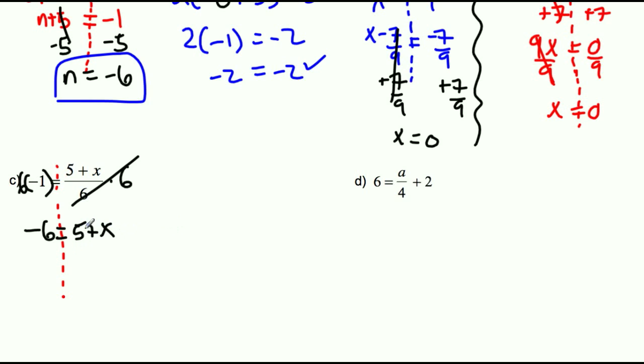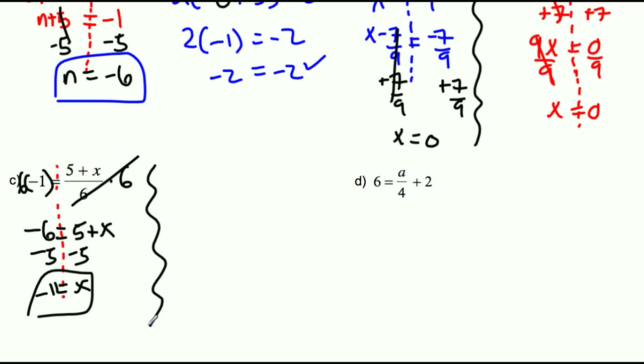I want to get rid of this 5, so what operation is it doing? It's being added, so I'm going to subtract 5 from both sides. And I get negative 11, and that equals x. Bam. And of course, checking your answer is always really, really nice.